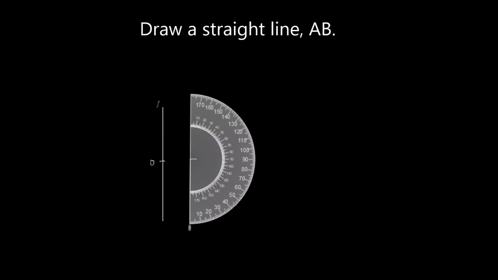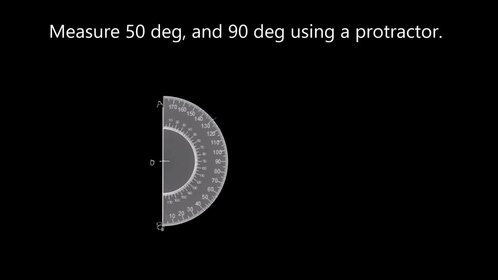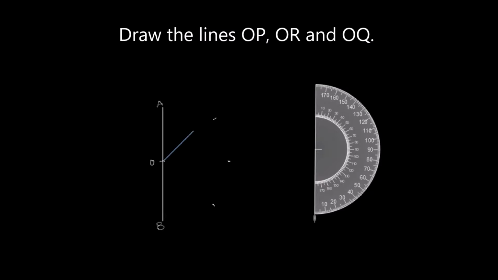Draw a straight line AB. Measure 50 degree, 90 degree using a protractor. Mark the points. Draw the lines OP, OR and OQ.